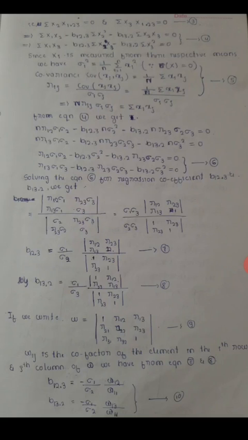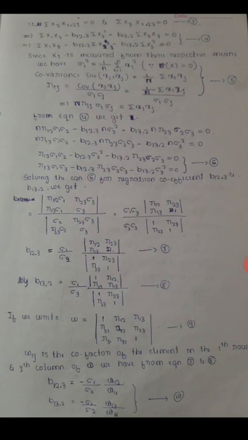Therefore b12.3, that is the regression coefficient, equals sigma 1 upon sigma 2 into the determinant of R12, R23, R13, 1, divided by the determinant of 1, R23, R23, 1. That is equation number 7. Similarly, b13.2 equals sigma 1 upon sigma 3 into the determinant of 1, R23, R12, R13, divided by the determinant of 1, R23, R23, 1. That is equation number 8.